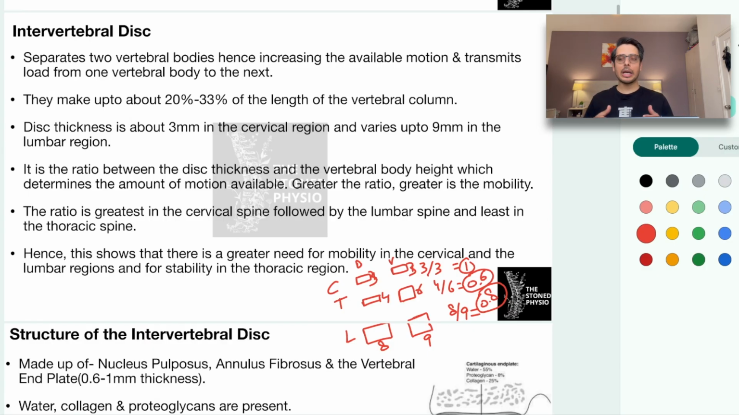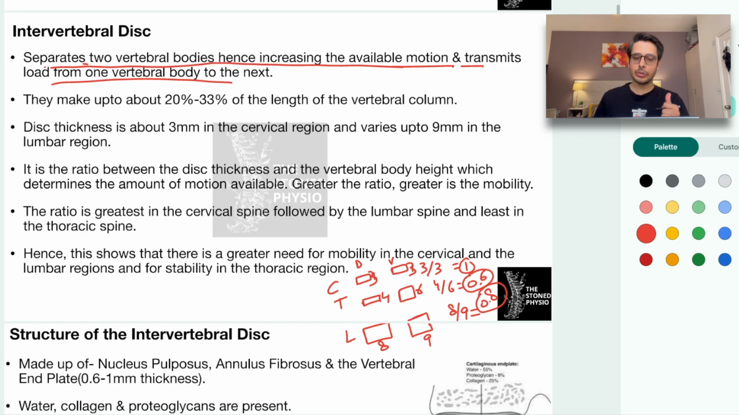Now we will be talking a bit about the intervertebral disc. Of course, all of us would know that we have this cushion kind of structure present between two blocks of vertebrae, which helps to provide some cushion between the bones. Here it says it separates two vertebral bodies, hence increasing the available motion, and transmits load from one vertebral body to the other. First, let's talk about how it increases the available range of motion.